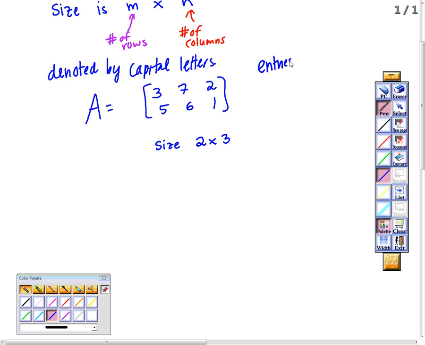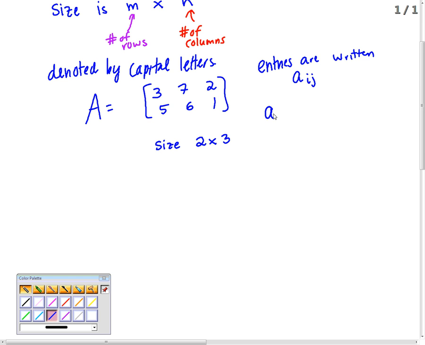Entries are written A, i, j, where i and j are the position. Okay, so for example, A, 1, 1. That's going to be first row, first column. So what entry is in the first row, first column? 3. What is A, 2, 3? 1. What is A, 1, 2? 7. What is A, 2, 2?